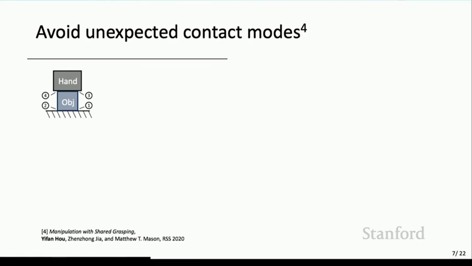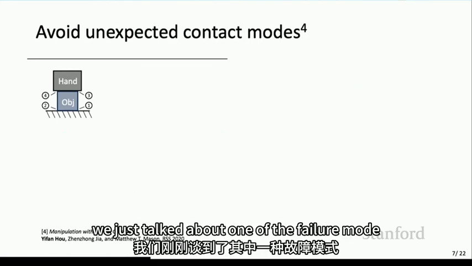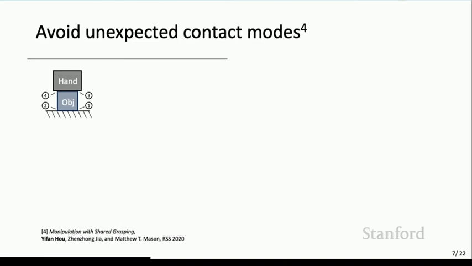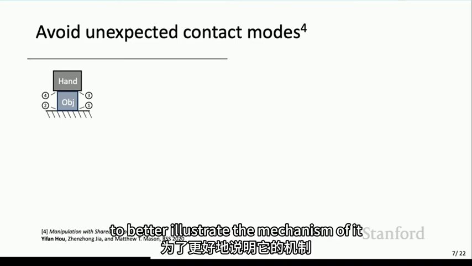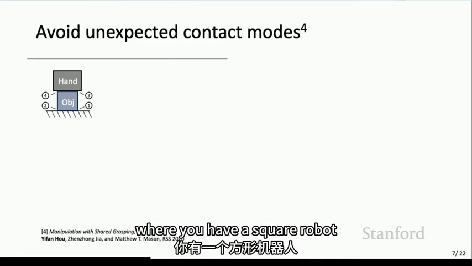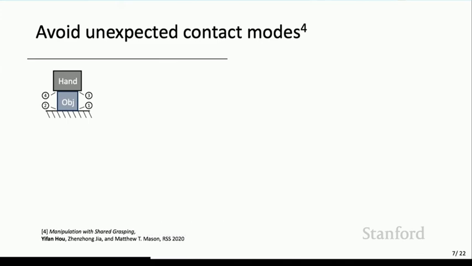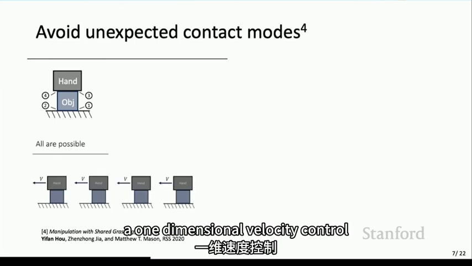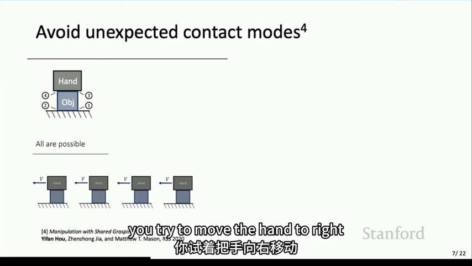So we just talked about one of the failure modes. The other failure mode is the unexpected contact modes. To better illustrate the mechanism of it, let's use this very simple example where you have a square robot hand and a square object. Let's say you're applying a one-dimensional velocity control. You try to move the hand to the right.